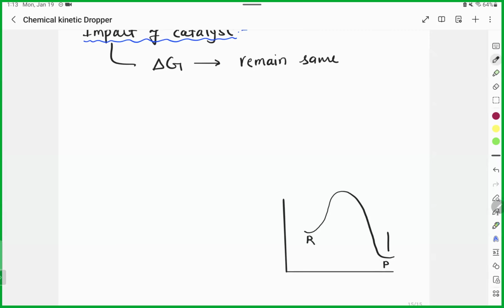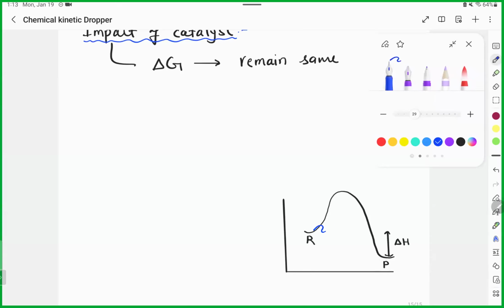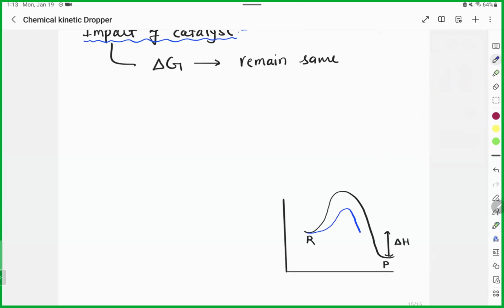This will be the delta H, which is responsible for Gibbs free energy. If you use a catalyst, it will reduce your activation energy, but the product and reactant energy is the same. So the delta H value will still remain the same. Make sense? Only activation energy will reduce. Any doubt?